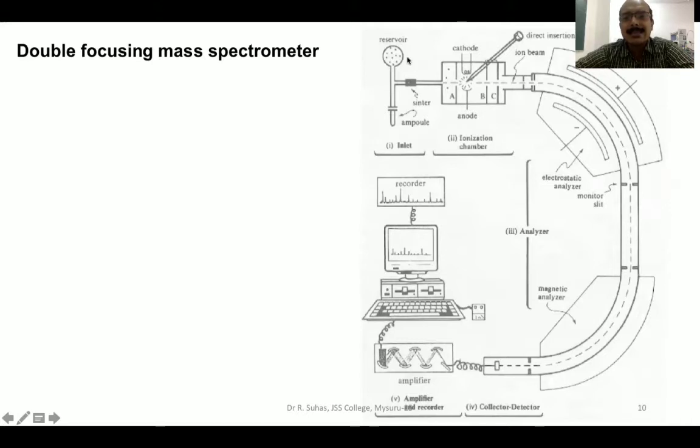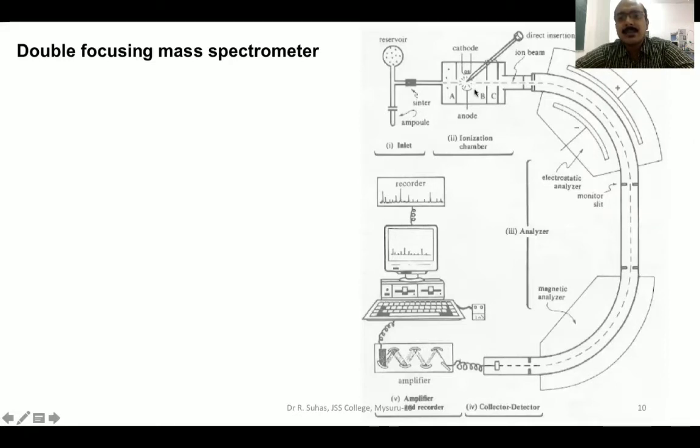This is the inlet system. You can see that there will be a reservoir, and this is called the ampoule, and there is a sinter here from where the sample is inserted. The sample can be in the form of solid, liquid, and gas. We will see what sample has to be introduced in what way. Once the sample is introduced into the inlet system, it will get vaporized here and then go to the ionization chamber. The ionization is done by different techniques like electron ionization, chemical ionization, field desorption. There are several techniques. We will come to the details of that later.